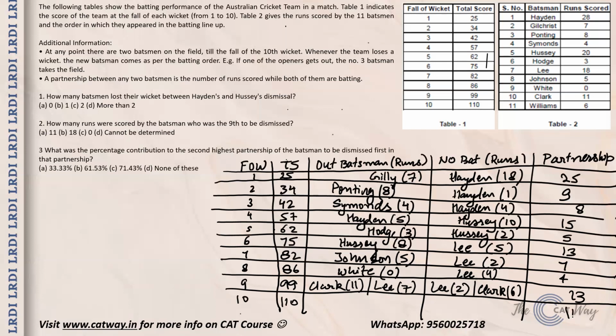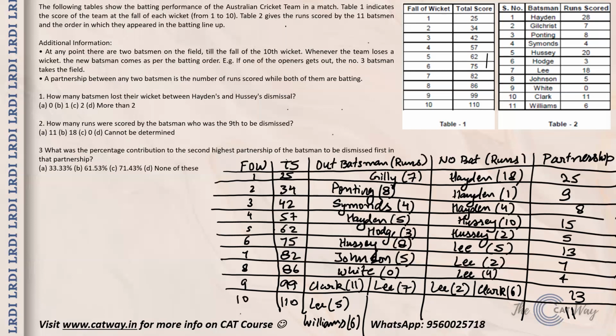Now again, two cases. See, if Clark got out and Lee remained not out after the 9th wicket, till now, how many runs has Lee scored? 5 plus 2, 7, 4, 11, 11 to 13 runs. So either it will be Lee who will be scoring 5 runs and getting out, or it will be Williams who will be scoring 6 runs and getting out.